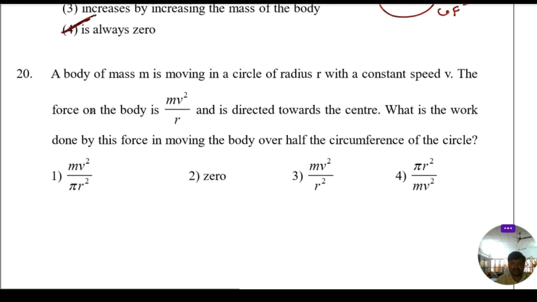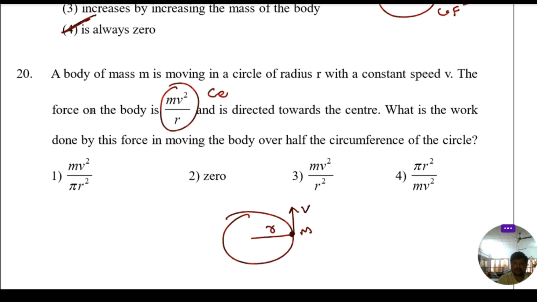A body of mass m is moving in a circle of radius r with a constant speed v. The force on the body is mv square by r and is directed towards the center. What is the work done by this force in moving the body over half of the circumference of the circle? This force is nothing but a centripetal force.